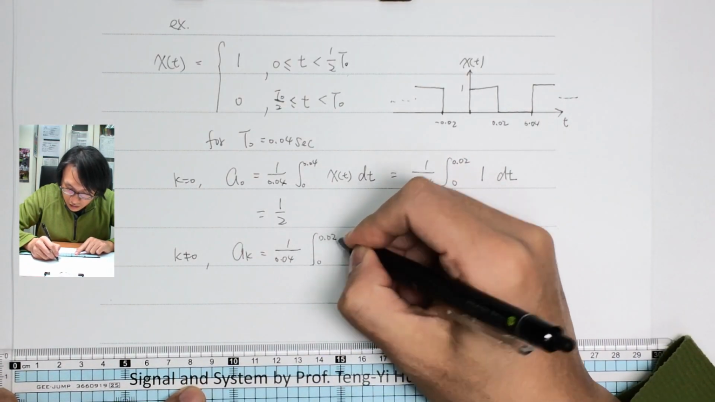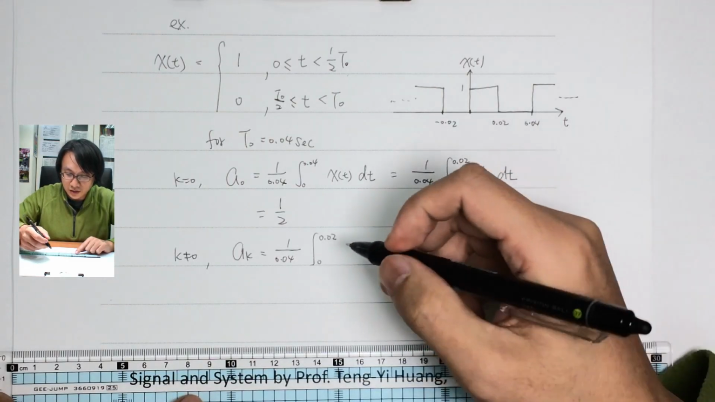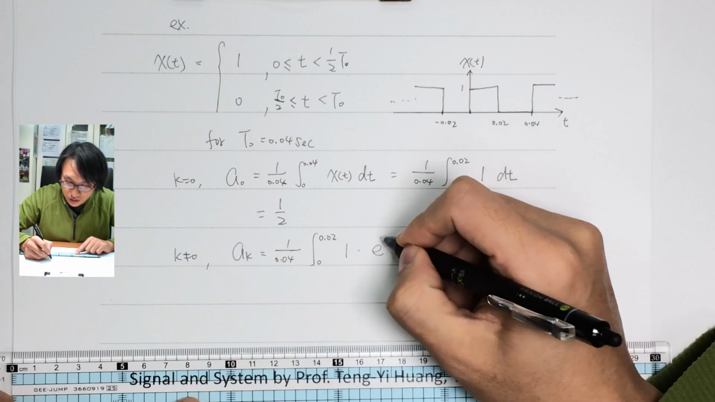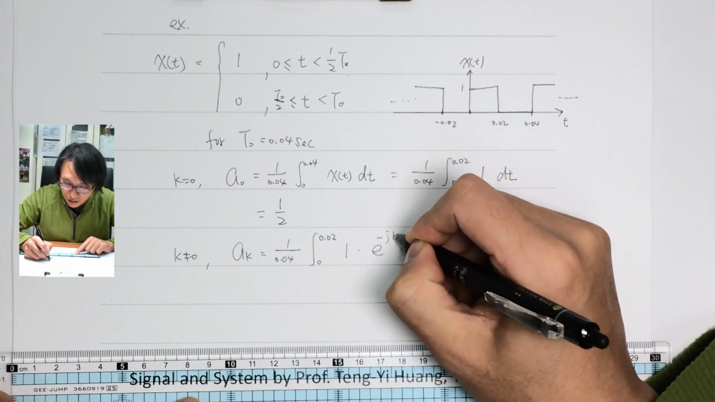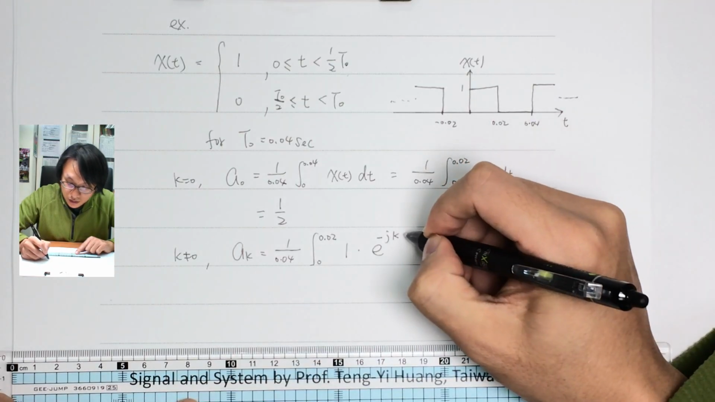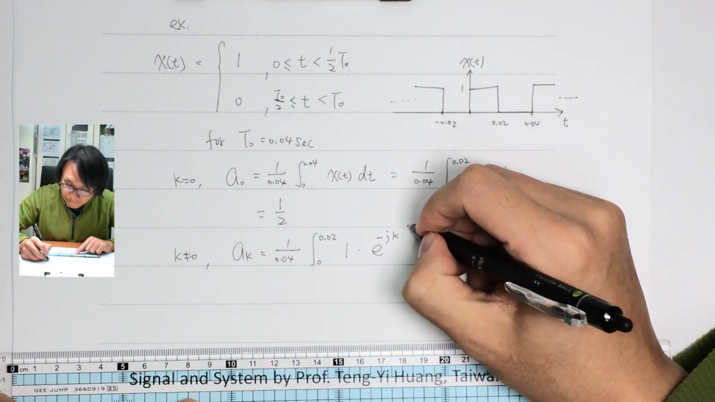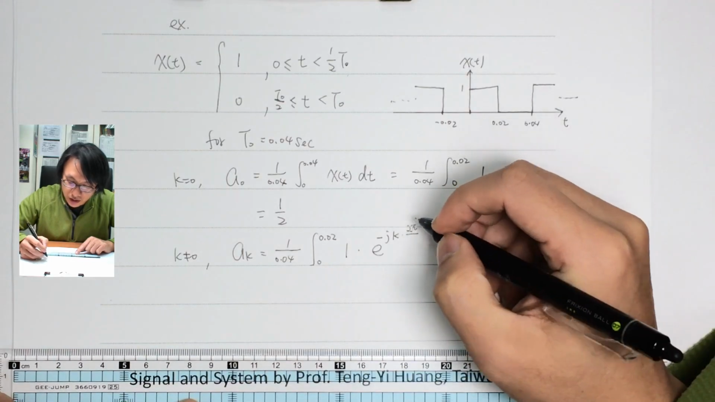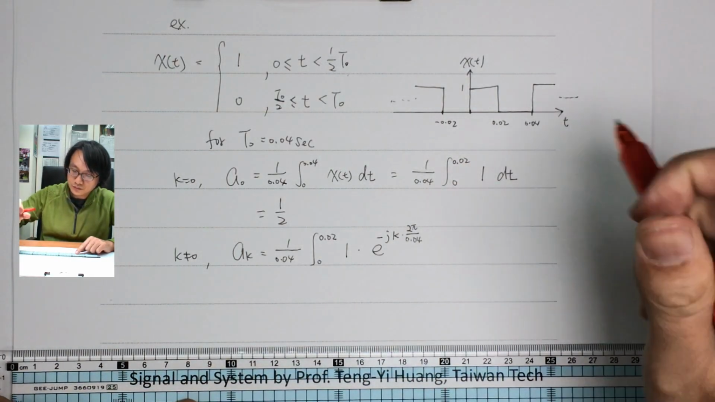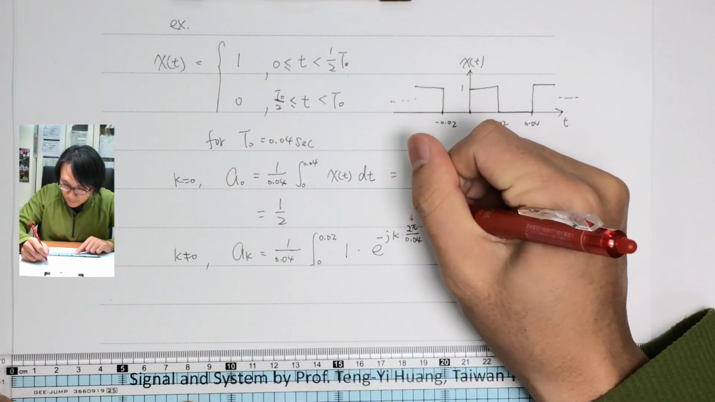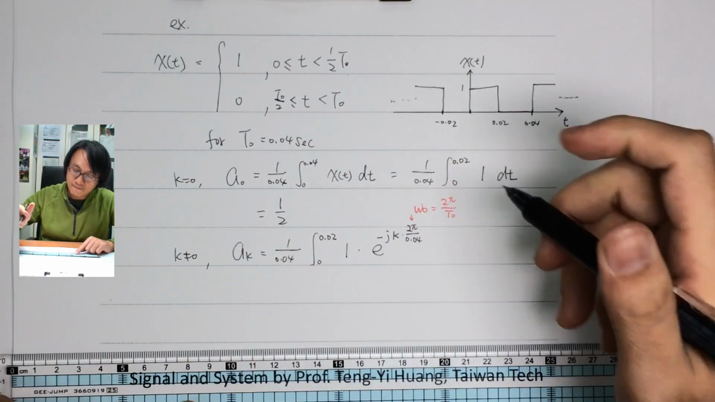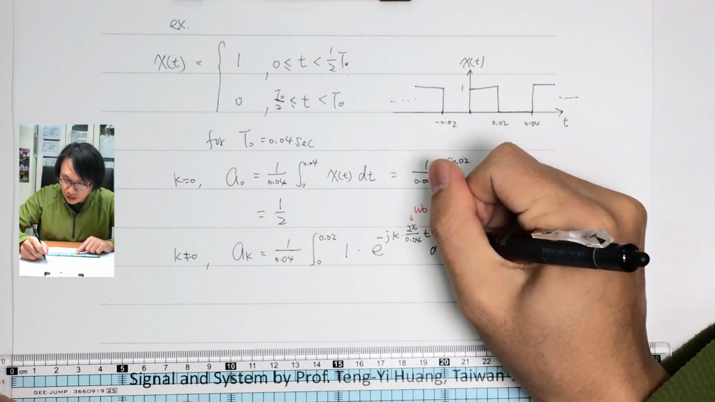So we integrate from 0 to 0.02. Here, x of t equals 1, multiplied by e to the power of negative j k omega naught t. For the k-th harmonic, what's the fundamental frequency? The fundamental angular frequency is 2 pi divided by T naught, so 2 pi divided by 0.04. That term is omega 0. So omega 0 equals 2 pi divided by T0. Multiply by t, then dt.